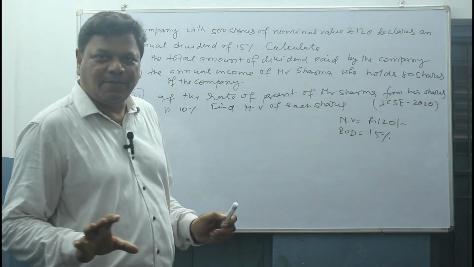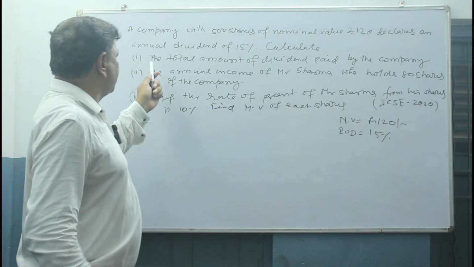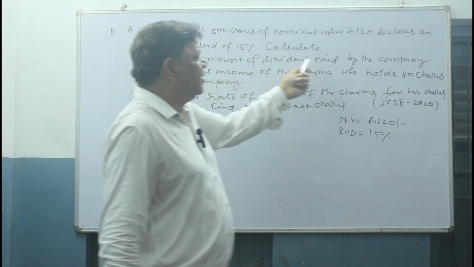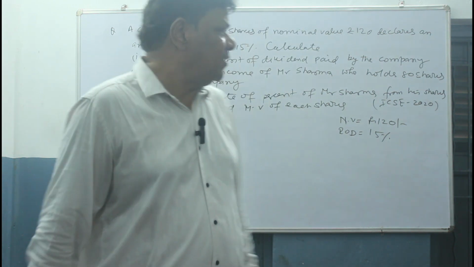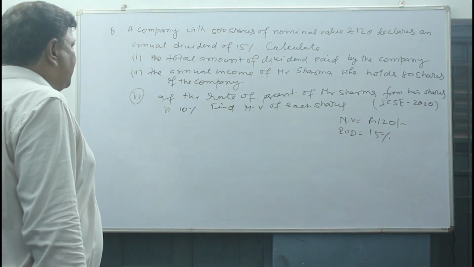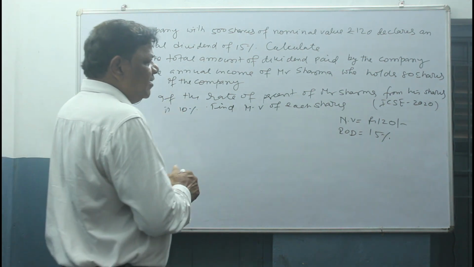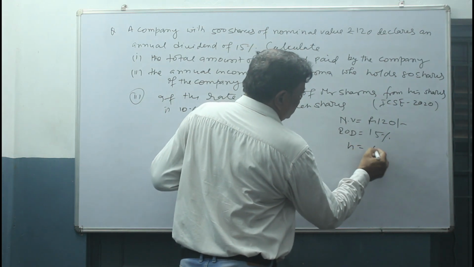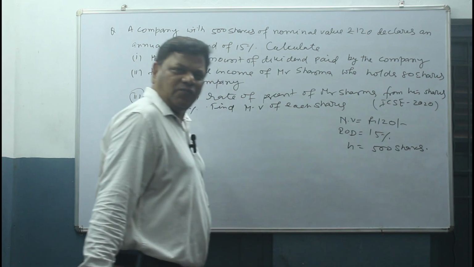We have to start with the sums. Then whatever extra thing is given, that you have to see. Now, what is given first? The total amount of dividend paid by the company. But for the total amount of dividend paid by the company, the number of shares is required. So that is also given in the question. The number of shares is 500.